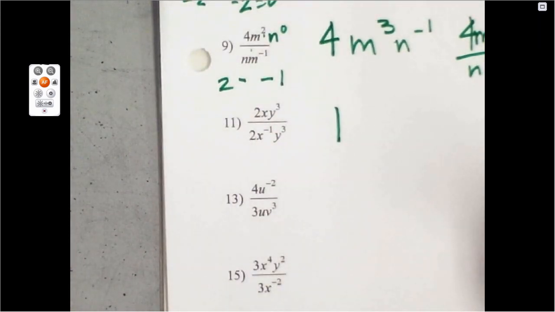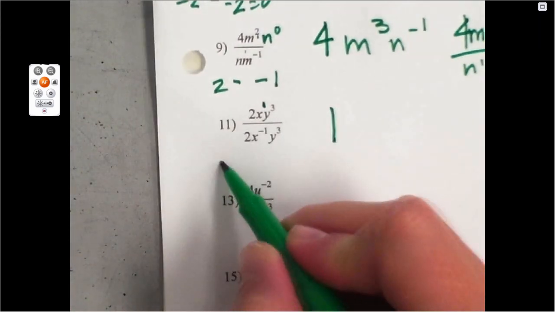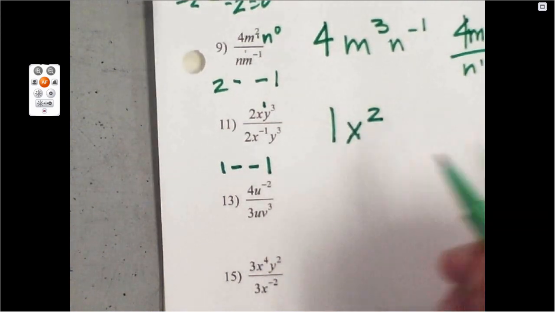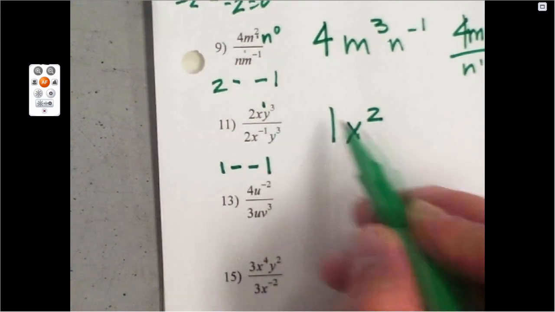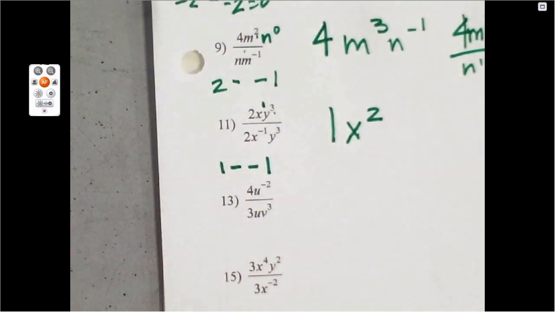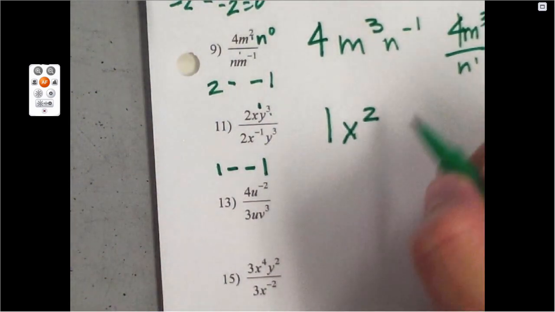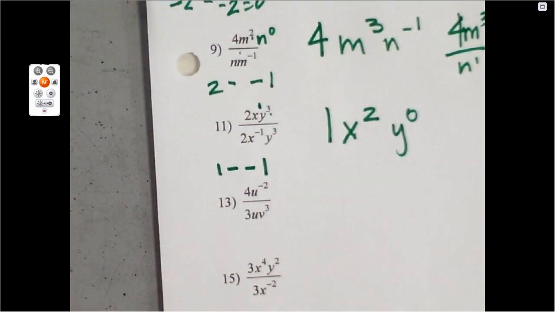Number 11. 2 divided by 2 is 1. 1 minus -1 is 2 for my X's. For my Y's, it's 3 minus 3. What's 3 minus 3? 0. So you can leave it like this, or you can put Y to the 0. Either way is acceptable.